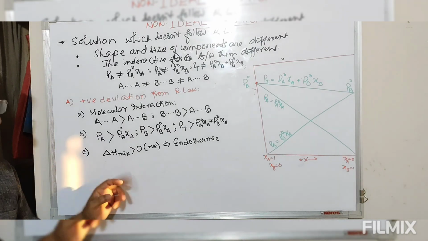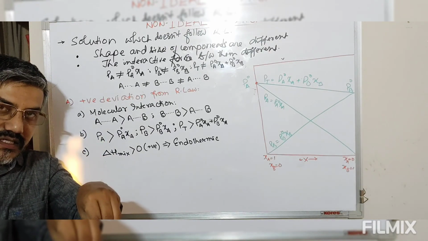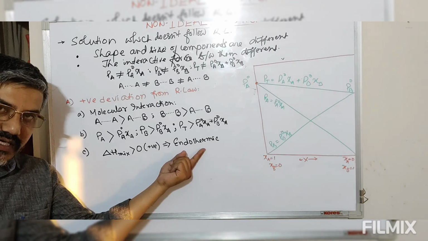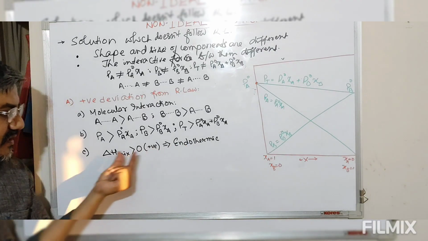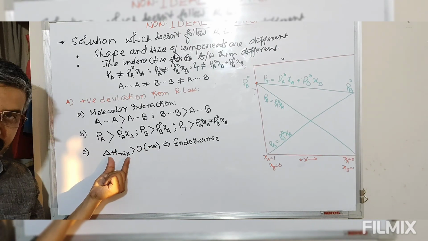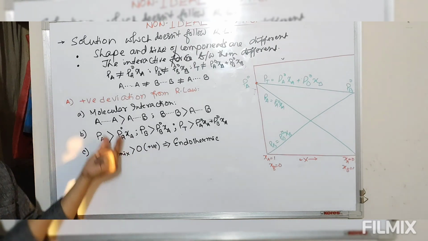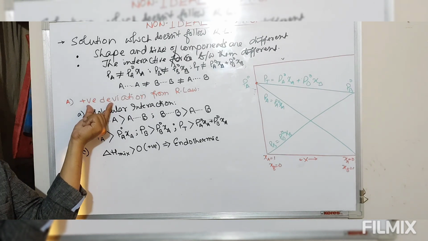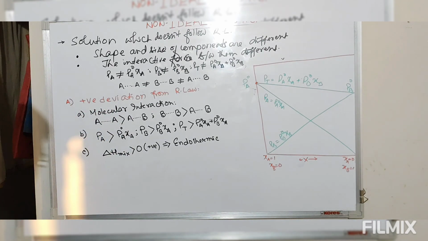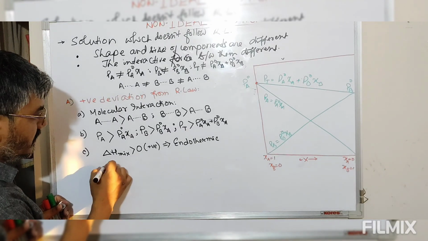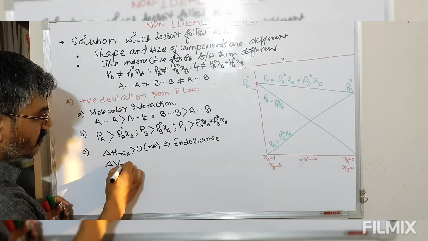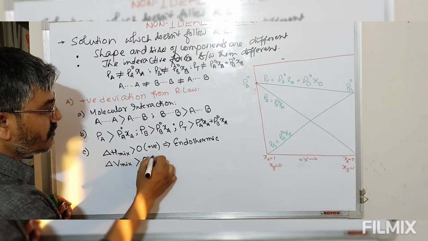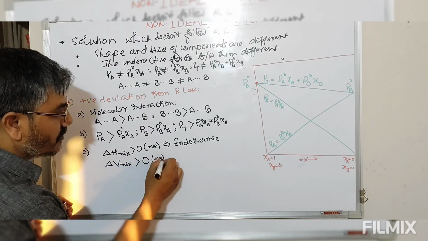So now look at this. There is a decrease in temperature, means the process is endothermic, and if the process is endothermic, delta H will be positive. If delta H is positive, then the solution is positive deviation from Raoult's law. Similarly, look at this. Delta V mixing volume change is also greater than 0, means positive.